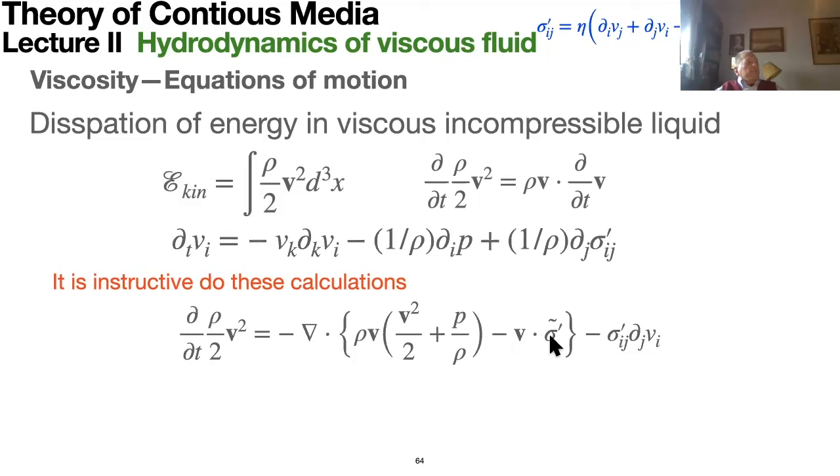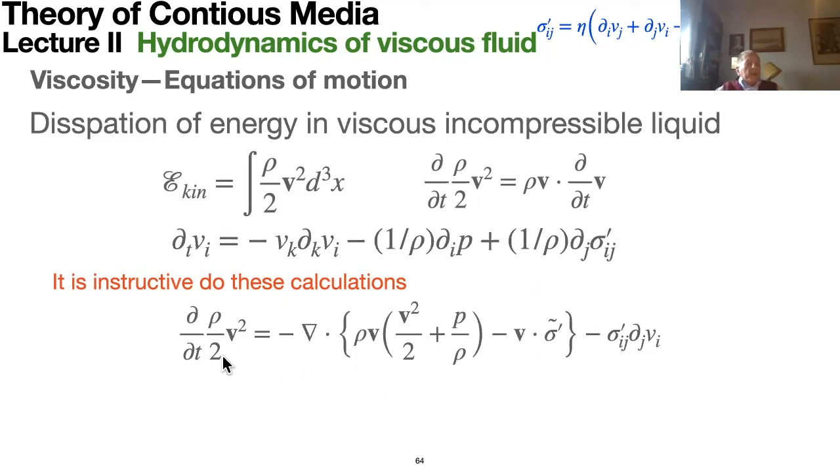the stress tensor for viscosity. That is a term which gives us information about the work per unit time done by the viscous forces. So that's the power which is lost in the liquid due to the viscosity.